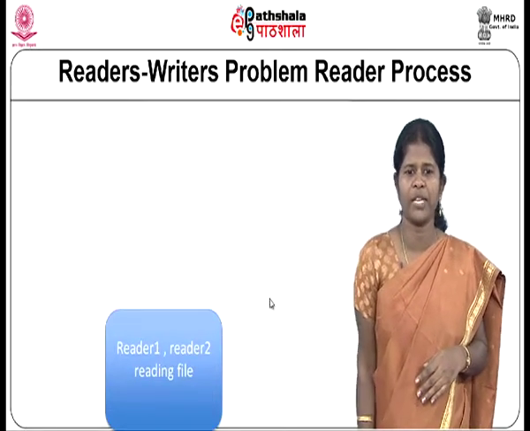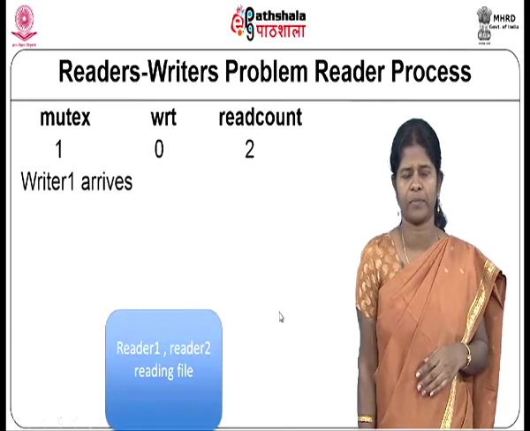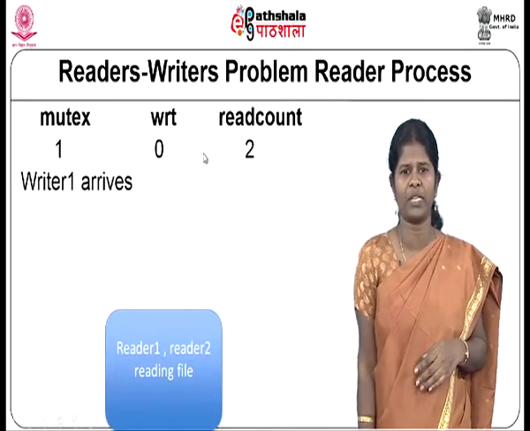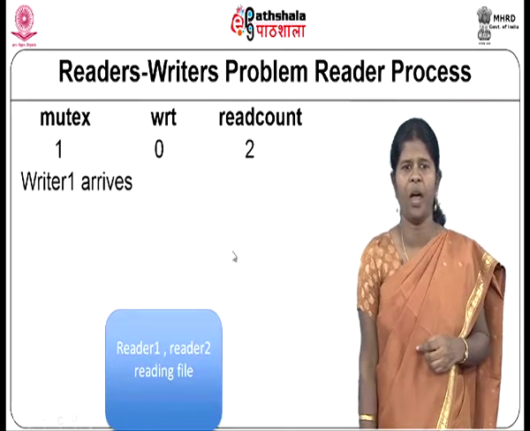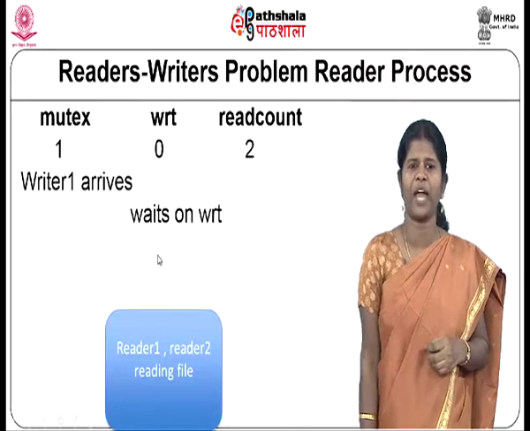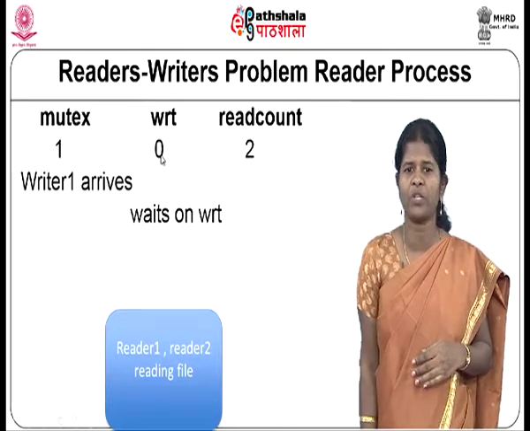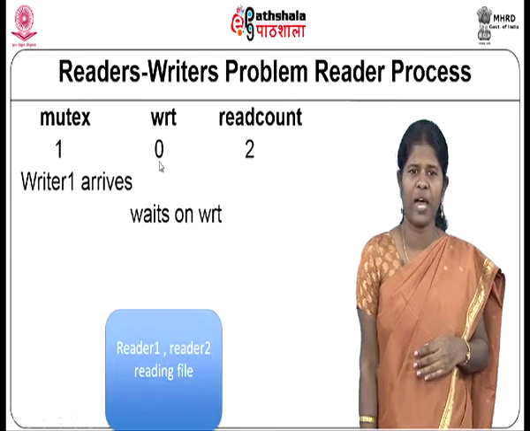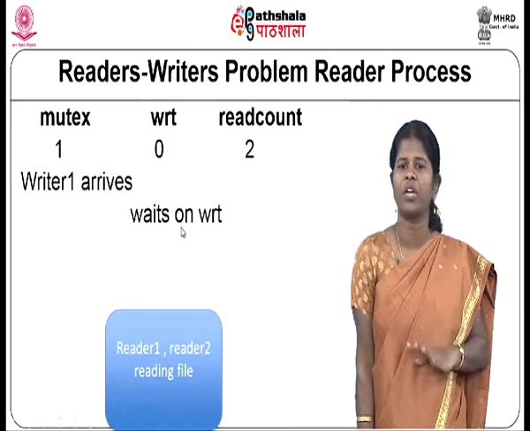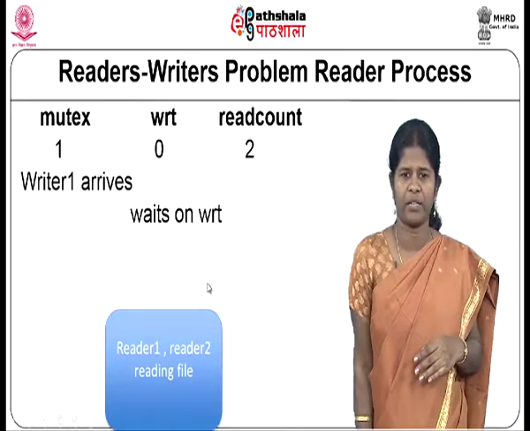And now there are two processes, reader 1 and reader 2, both are reading the file. So, the values of mutex, WRT and read count will be like mutex is 1, WRT is 0 and read count is 2. And now a writer process arrives. So, the writer process will have to wait on WRT and then write and then signal. But now when it executes wait on WRT, it finds that the value of WRT is 0 and hence it waits on that semaphore, it will not write now. Unless reader 1 and reader 2 finish reading, it cannot write.